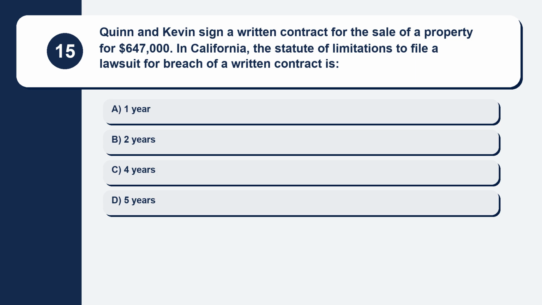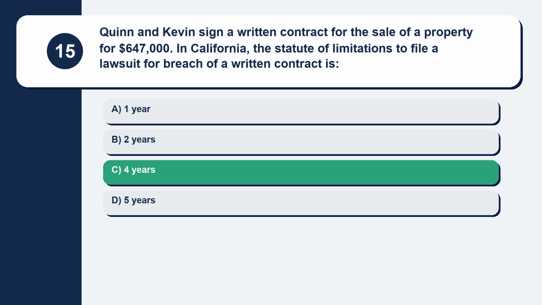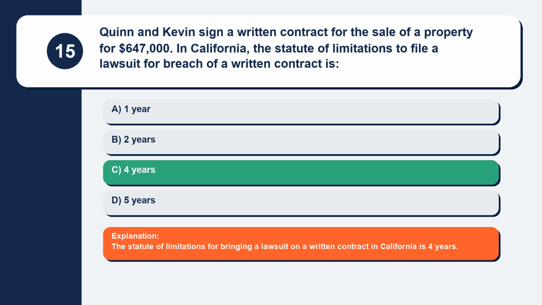Question 15. Quinn and Kevin sign a written contract for the sale of a property for $647,000. In California, the statute of limitations to file a lawsuit for breach of a written contract is. Here are your options. Option A, 1 year. Option B, 2 years. Option C, 4 years. Option D, 5 years. The correct answer is option C, 4 years. Explanation: the statute of limitations for bringing a lawsuit on a written contract in California is 4 years.